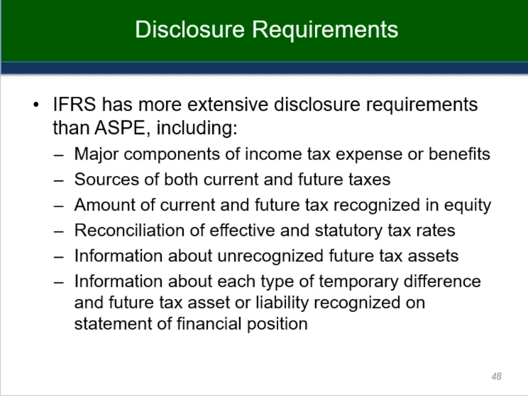Any information about unrecognized future tax assets would need to be recorded, so potential cash tax loss carryforwards would be an example there. Any information about types of temporary differences in future tax assets or liabilities which were recognized in the statement of financial position, so you need to describe why it arose. So a company reporting under IFRS using the deferred income tax accounting policy will be required to provide much more extensive disclosure than under ASPE, including information that explains the changes in most of their tax-related accounts, the reasons for temporary differences, and a breakdown of any major components of deferred income tax expense.